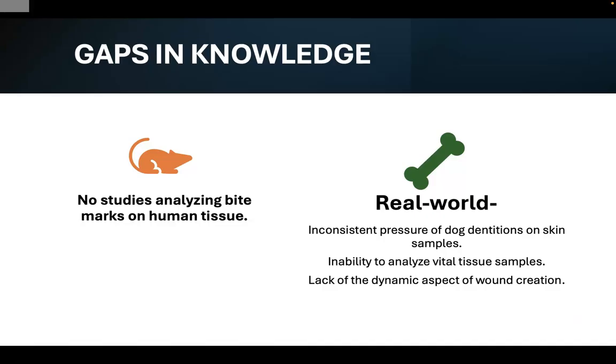Like I previously stated, there are no studies analyzing bite marks on human tissues. Another gap the authors mentioned was the need for studies that compared multiple specimens of the same dog breed. This would allow for comparisons on which dog breed creates the most reliable dentition bite mark. The study also has limitations on representing real-world scenarios. There was inconsistent pressure of the dog's dentitions applied on the skin samples. They couldn't analyze vital tissue samples, so there was no bleeding, inflammatory responses, or post-mortem changes that could be observed.